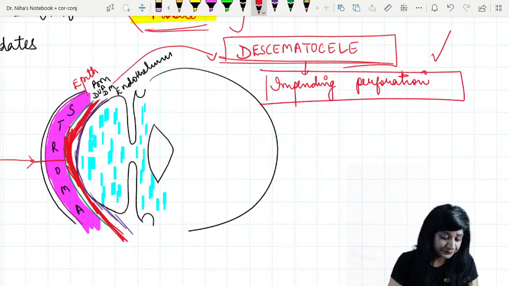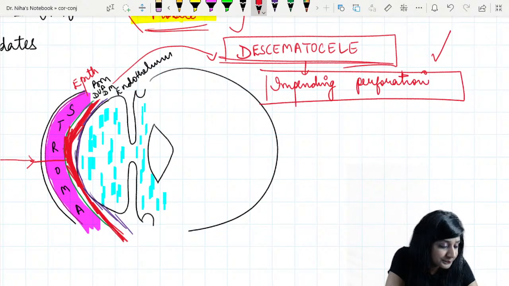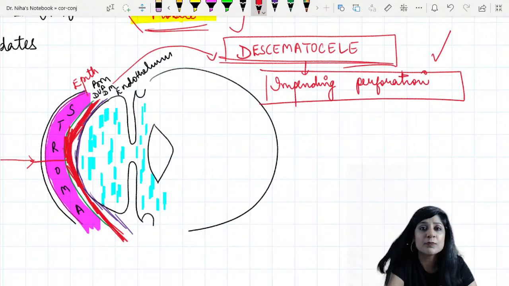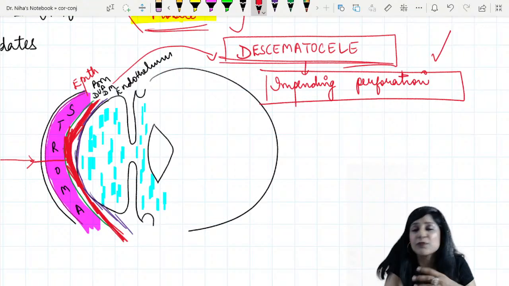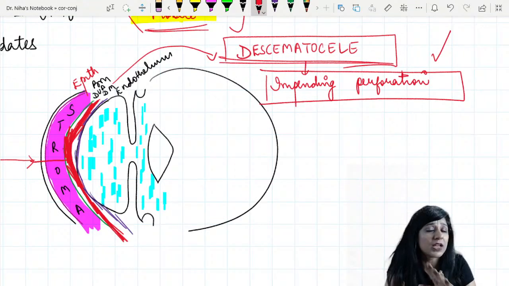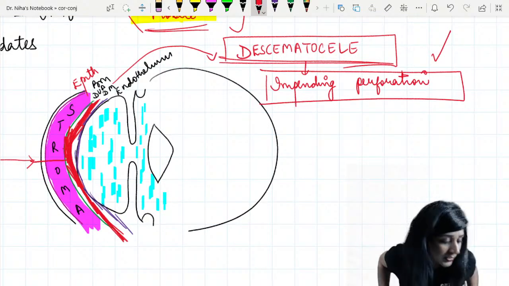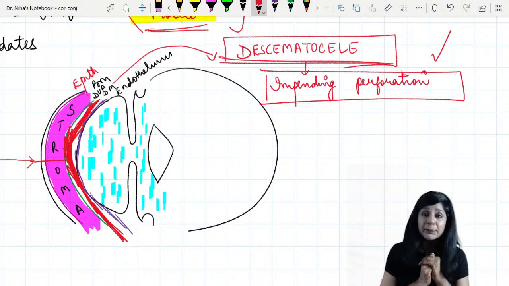I really thank you all, but I do not know how much portion of the cornea I will be able to cover. Let's see. And don't worry, if I am not able to cover the whole of the cornea today, we will carry it forward next time also.